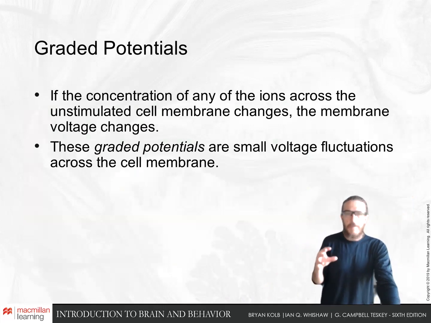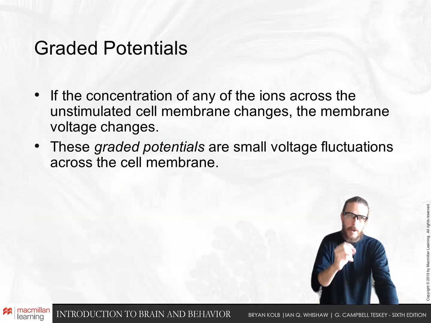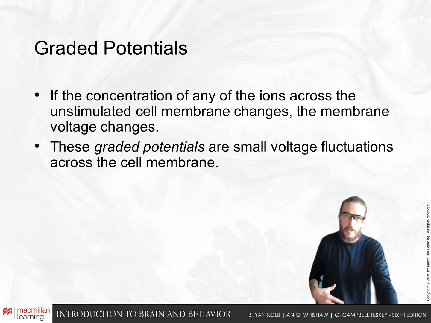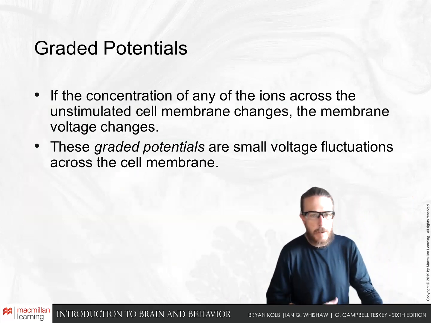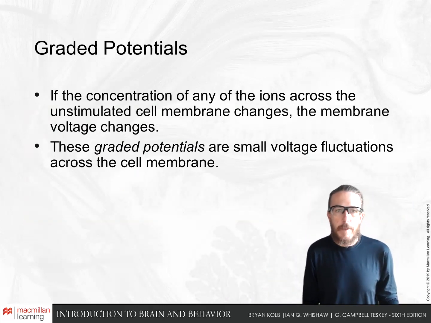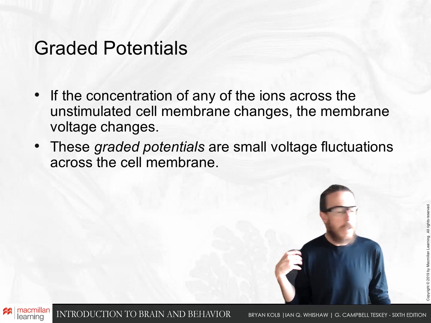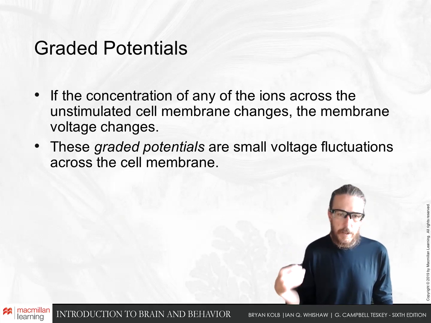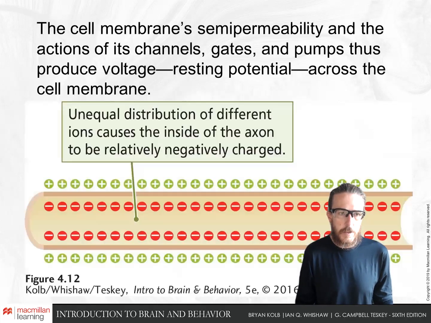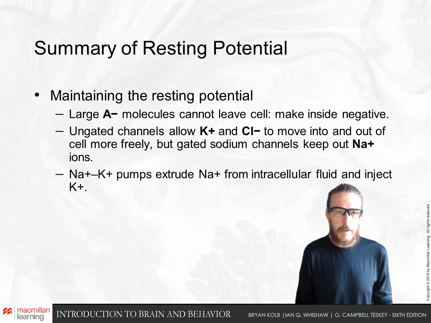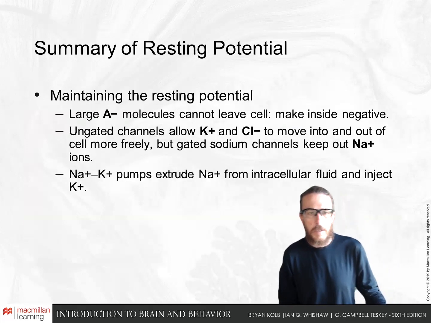So if any of the ion concentrations change between the inside and the outside of the membrane, then the membrane voltage is going to change. If a bunch of sodium rushes in, then it will become more positive on the inside. If a bunch of chloride goes out, it'll become more positive on the inside.